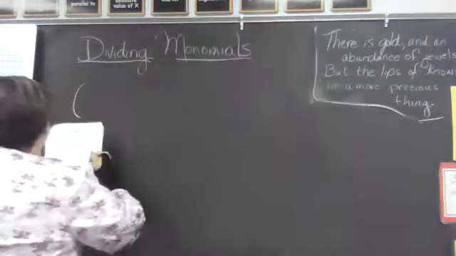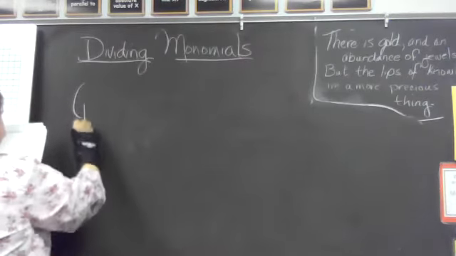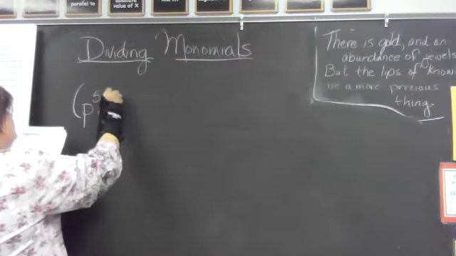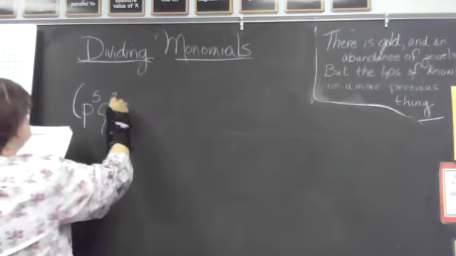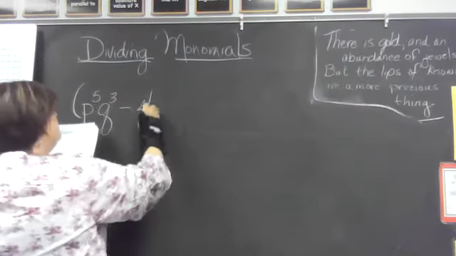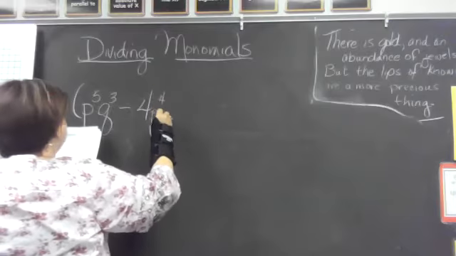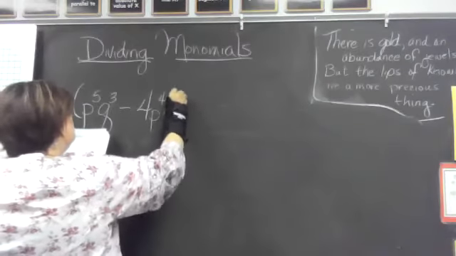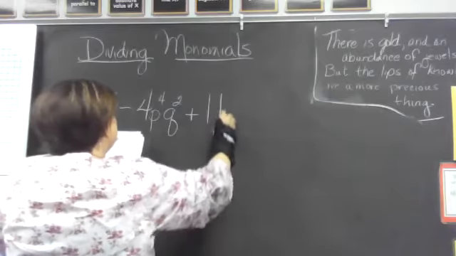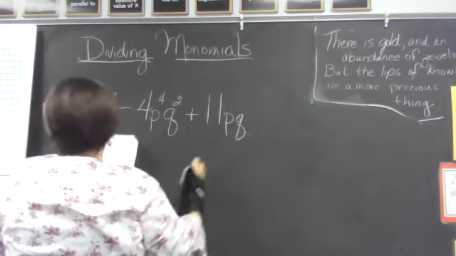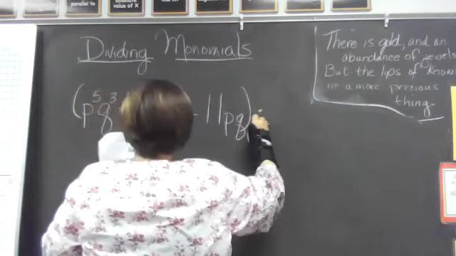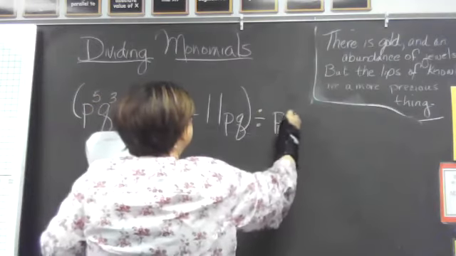All right. P to the 5th Q to the 3rd, minus 4 P to the 4th Q to the 2nd, plus 11 PQ, divided by PQ.